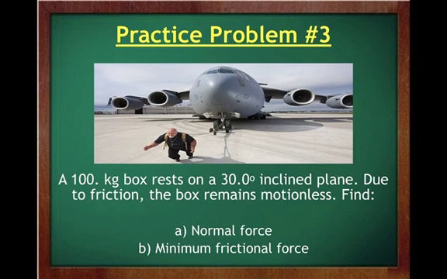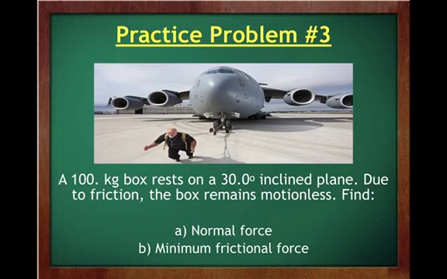So we need to bring in some of our knowledge of Newton's second law and all of the forces that can act on an object, and then bring in the trig that goes with it. Okay, so here's the situation. We have a 100 kilogram box that rests on a 30-degree inclined plane. Due to friction, the box remains motionless. Find the normal force and the minimum frictional force.